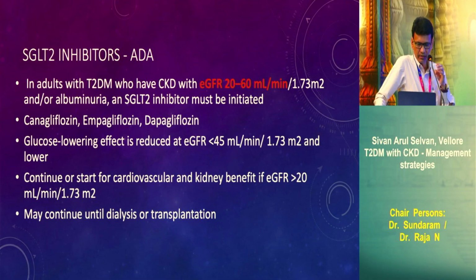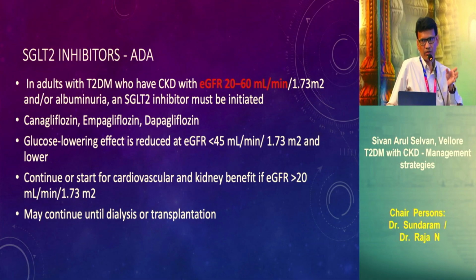But the glucose lowering effect may be lower in patients with GFR less than 45, but they continue to have renal benefits and CV benefits. Once you start the patient on this medication, you can continue the patient on this medication till the patient requires dialysis or transplantation. So this is a strong recommendation.